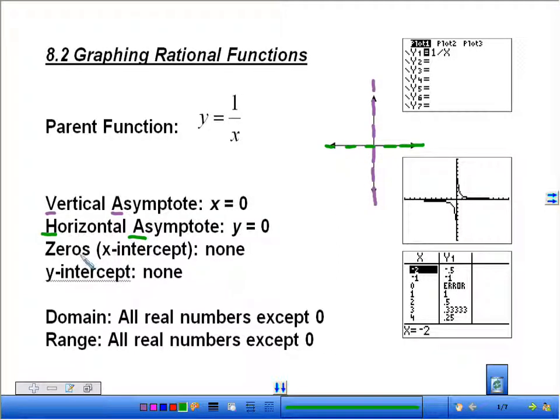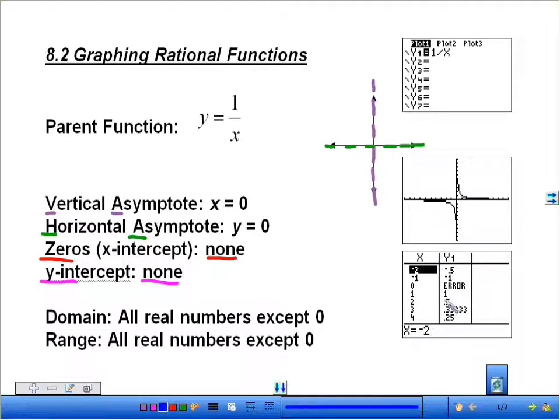The next thing we're looking for are the zeros, or the x-intercept. Well, I already drew a line saying that it can't equal anything on the x-axis, so I know that the zeros in this particular problem are going to be none. And now I'm going to look for the y-intercept, and I see it's going to be none also because I already put an asymptote there on the y-axis. So let's see what points we do have.